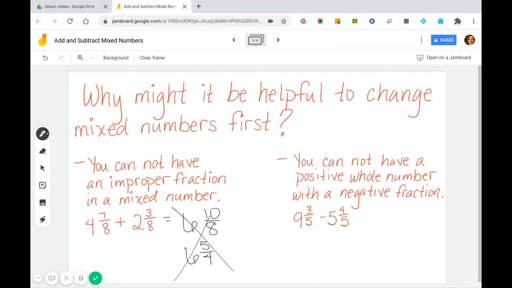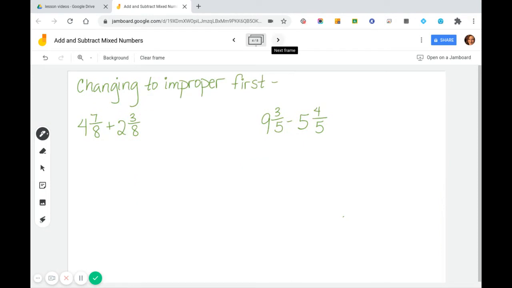Or one like this, when you're subtracting, I can do 9 minus 5 is 4. Keep the 5 on the bottom. 3/5 minus 4/5 would be negative 1/5. You can't have a negative fraction within a mixed number that has a positive whole number. That kind of answer does not exist. So to avoid that, one thing you can do is make them improper.